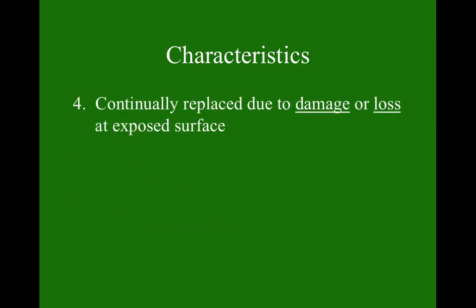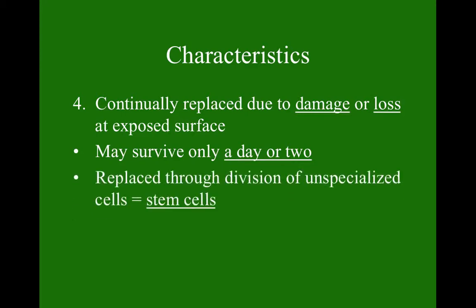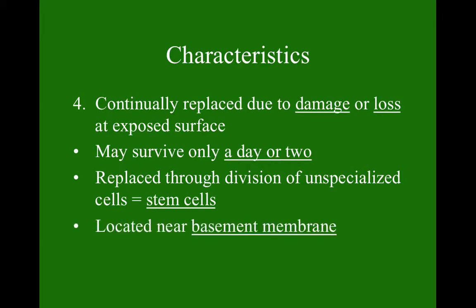Epithelial cells also have to be continuously replaced because of damage or loss at the exposed surface. In some areas of the body, they may only survive a day or two. Sometimes they do last a little bit longer. For instance, the top layer of your skin usually lasts about 2 weeks. These are replaced through division of unspecialized cells that are located near the basement membrane, so they are well protected, and these are called stem cells.